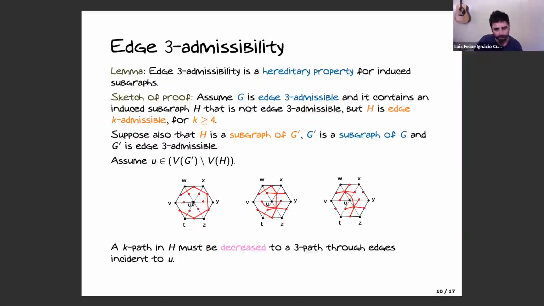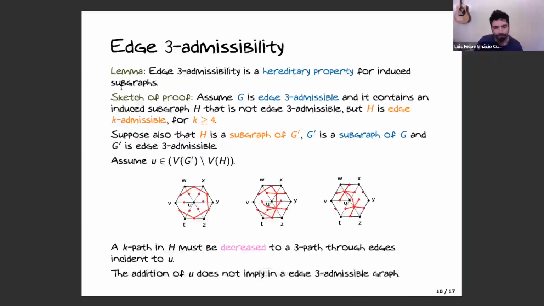And U is the vertex that we add to H. And now this subgraph is edge 3 admissible. So when we add U, such a 5 path, for instance here, must be shortened. So there must be something like that or something like that, just to say in a very intuitive way. And in any case we consider here, we cannot decrease it to an edge 3 spanner. Okay, so that's why this lemma is true.